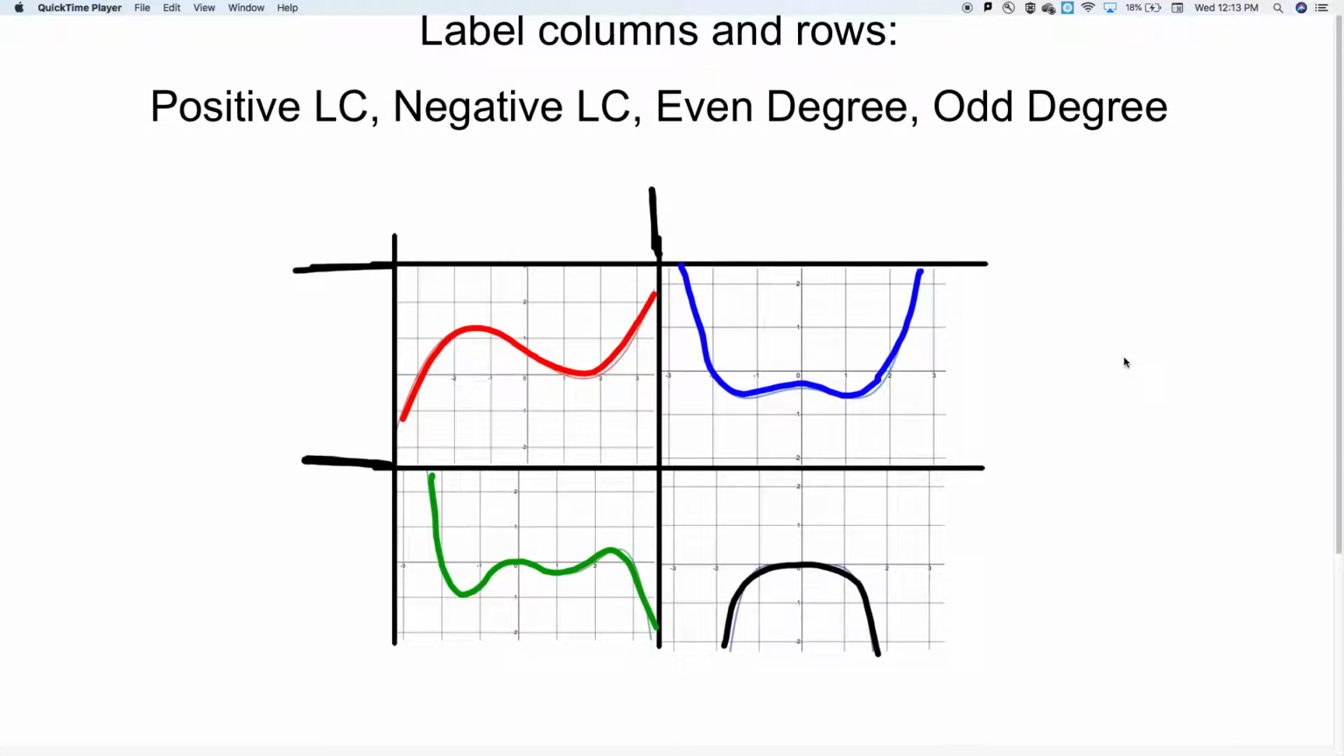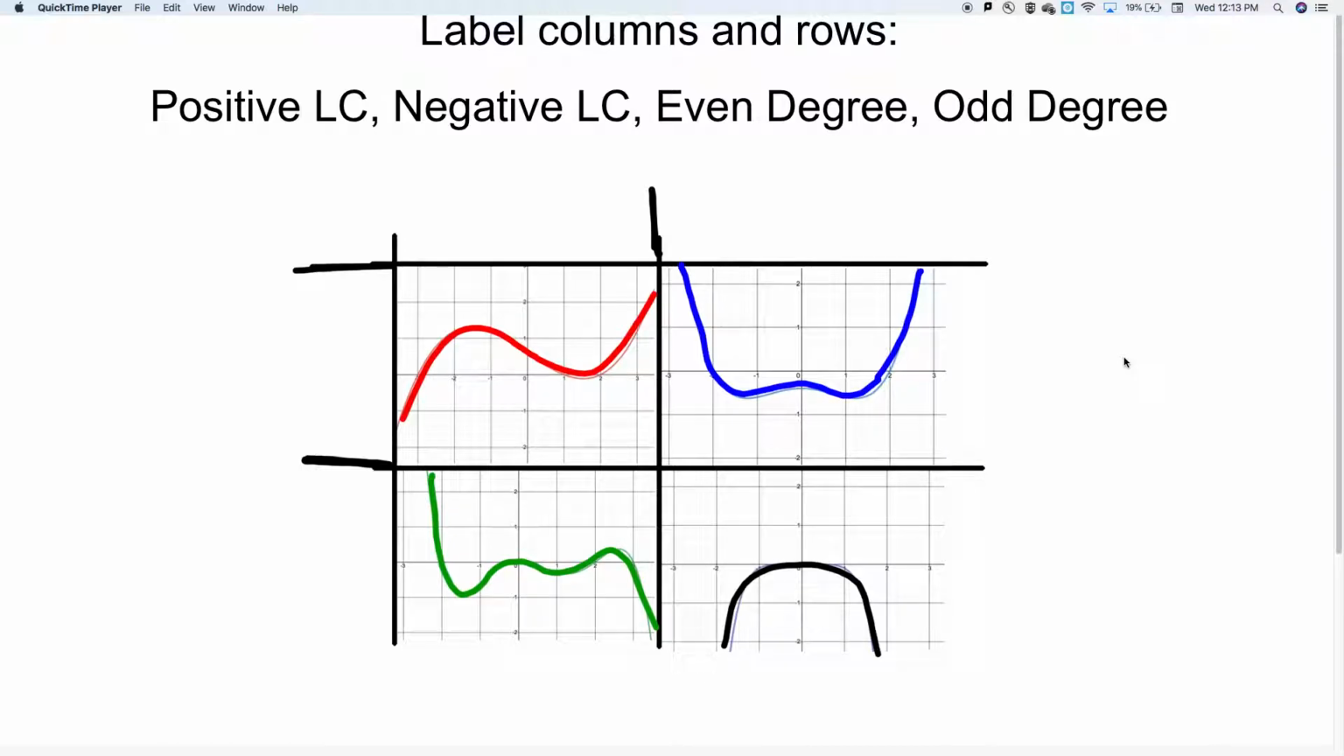So most groups are on the right track here. I'll look at it first by rows. If I pay attention to this row with the red and the blue polynomial, they're different in that the red polynomial has opposite end behaviors and the blue polynomial has same end behaviors, so they don't share anything about their degree in common, so it must be something about their leading coefficient.